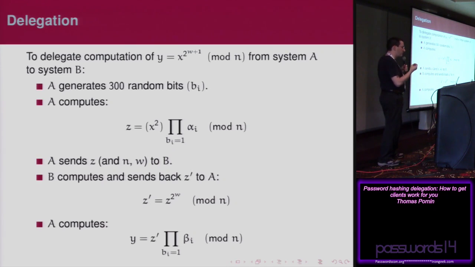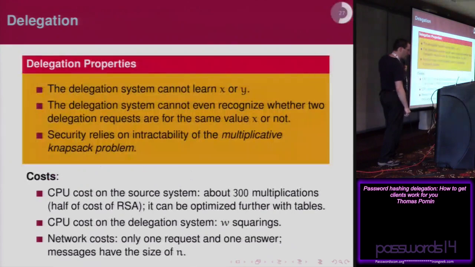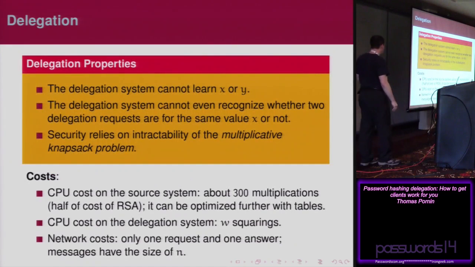What's a bit more technical is how it is secure. The main reason is that it relies on something known as the multiplicative knapsack problem. When you take random values, modulo an integer, and you multiply some of them together, you get something which really looks random. And it appears to be infeasible to determine whether a given integer, modulo n, is the product of some of your base or not.